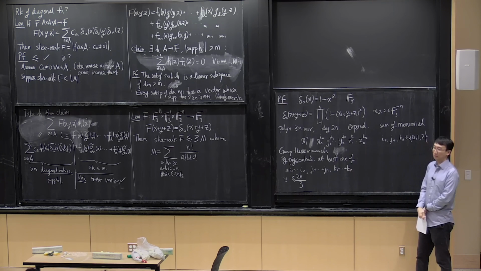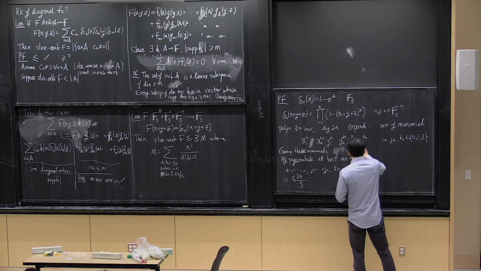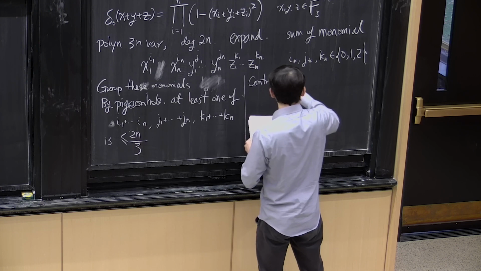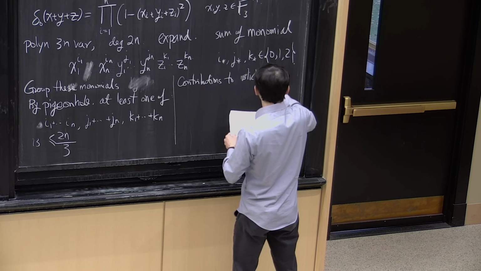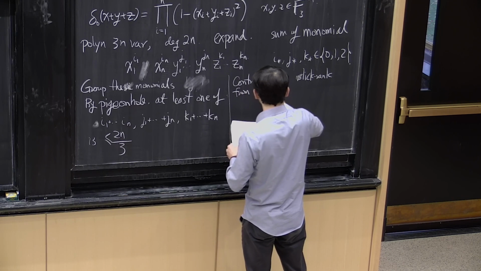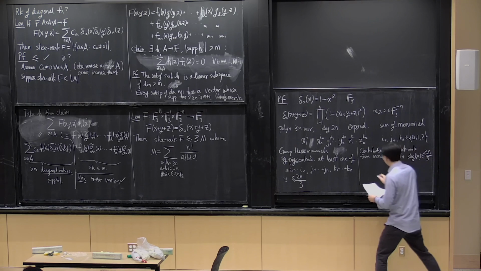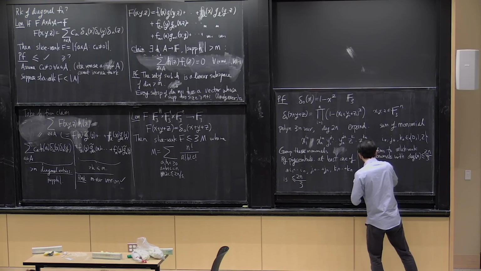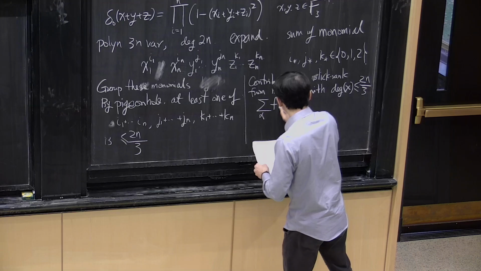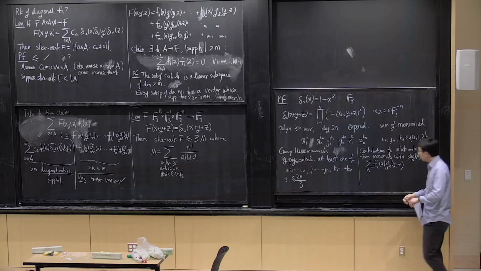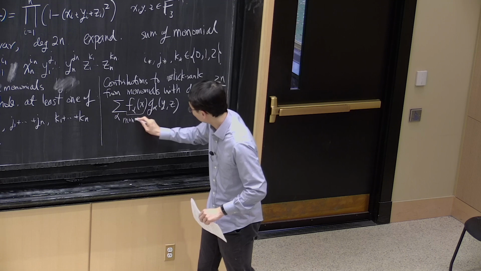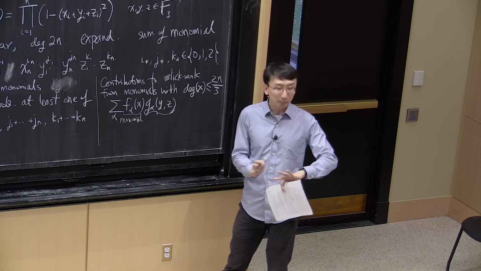So the contributions to the slice rank from monomials with the degree of x being at most 2n over 3, I can write such contributions in the form like that, where this f of x is a monomial, and the g is a sum of whatever could come up. This is a sum, but this is a monomial.